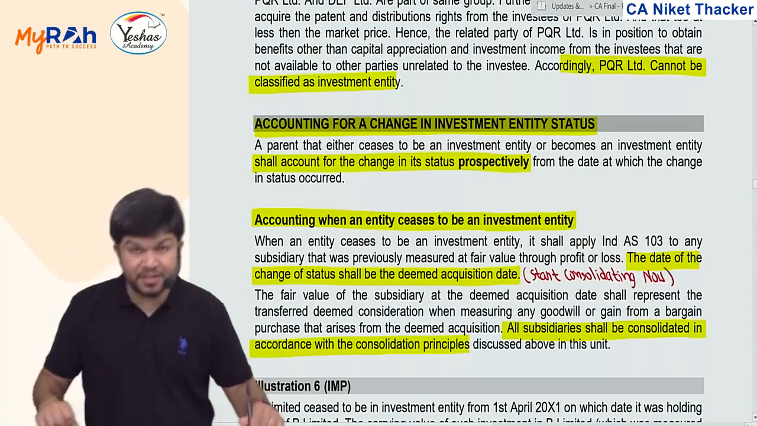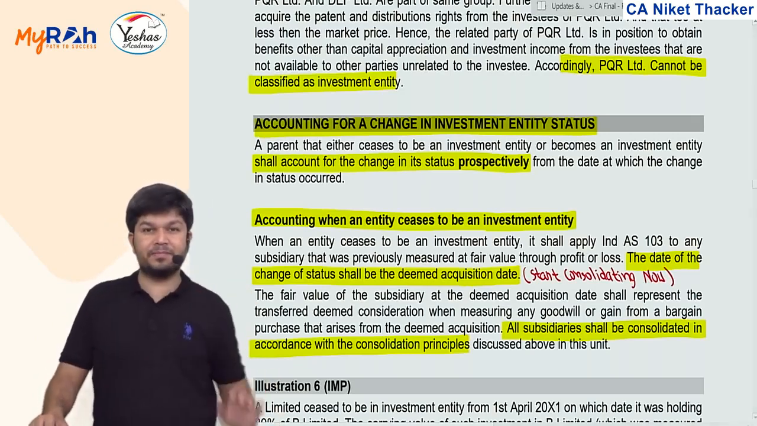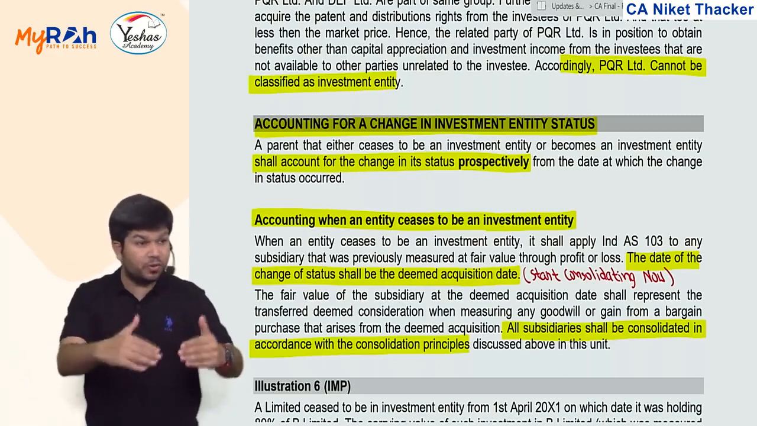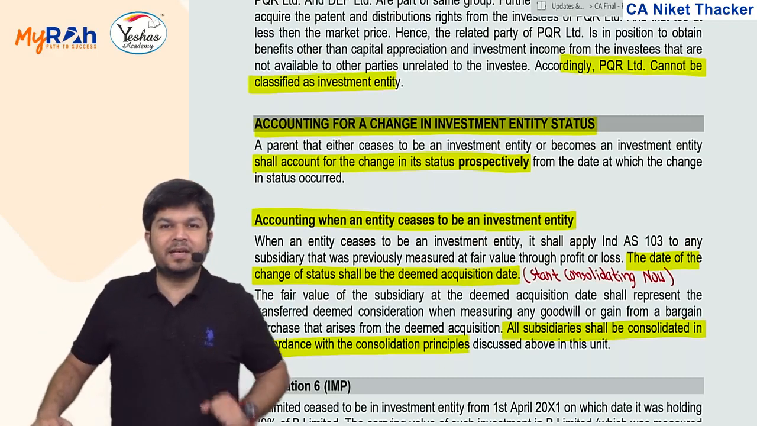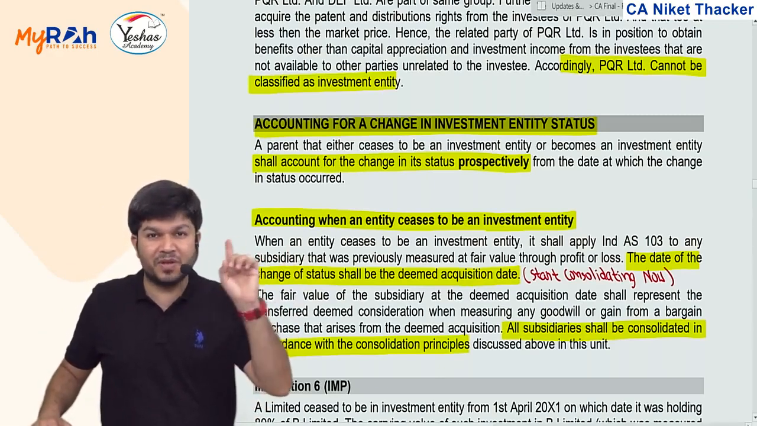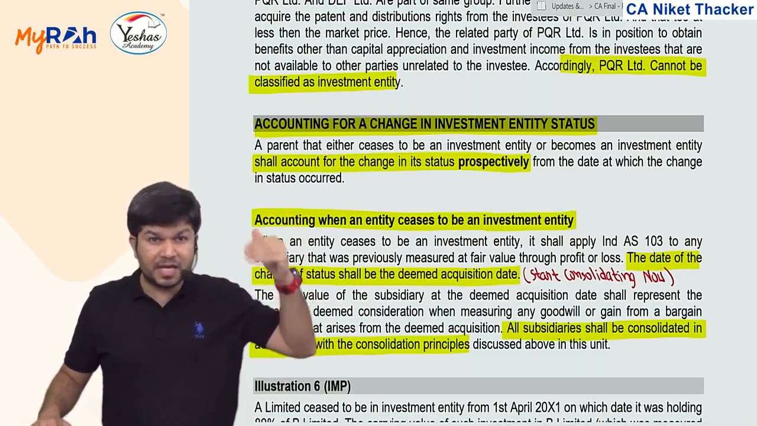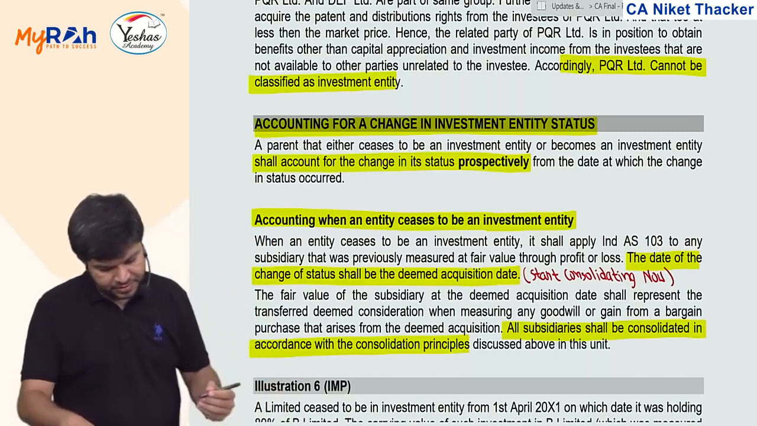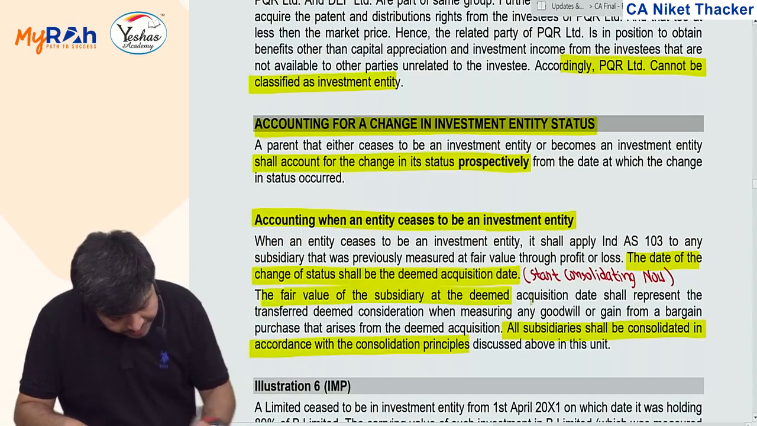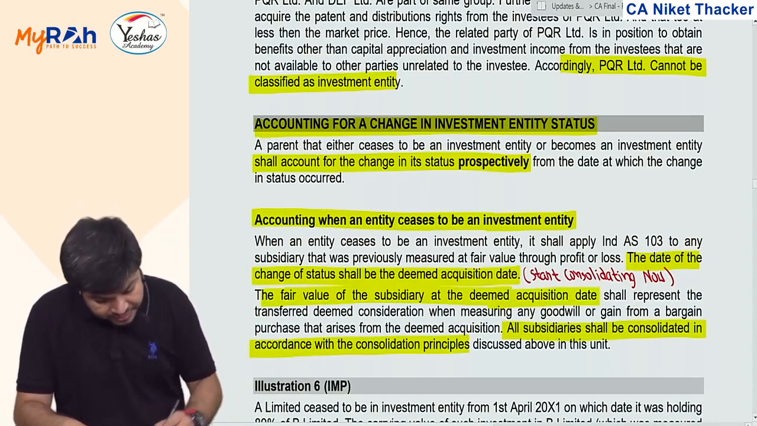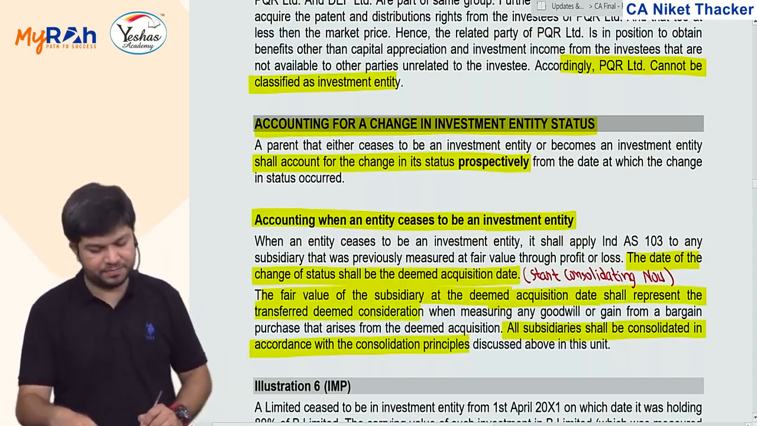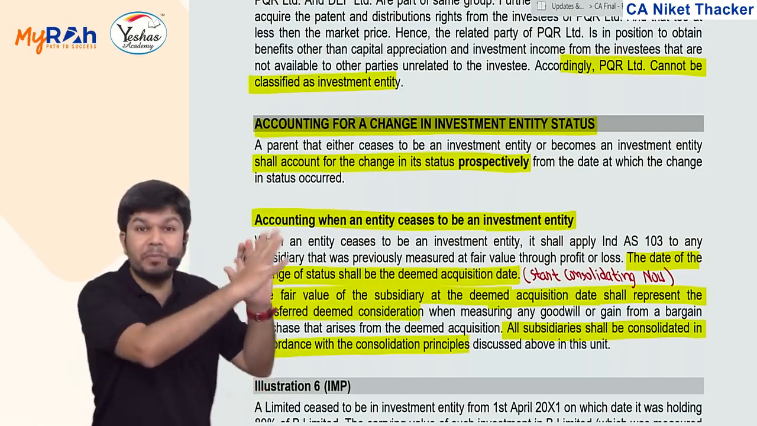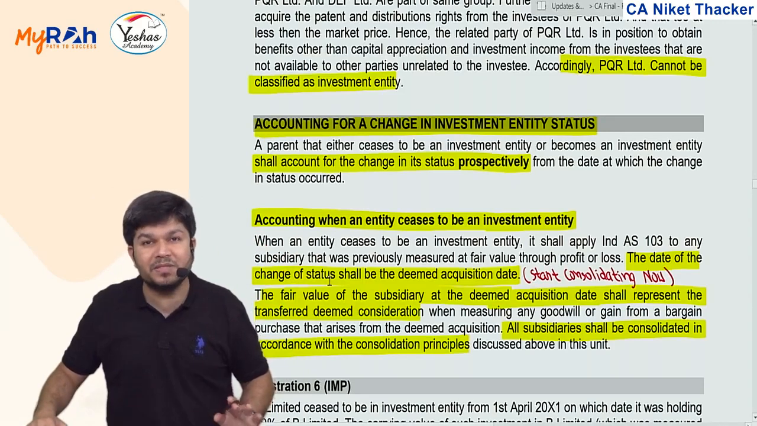So earlier you were an investment entity, you were exempted from preparing CFS, from consolidating your investments even though you hold more than 50%. Now you start consolidating. The value of investments in your books, you are showing them at fair value, right? The fair value of the subsidiary at deemed acquisition date shall represent the deemed consideration. Whatever the fair value is today becomes the amount you have paid to acquire that subsidiary. Find goodwill based on that.